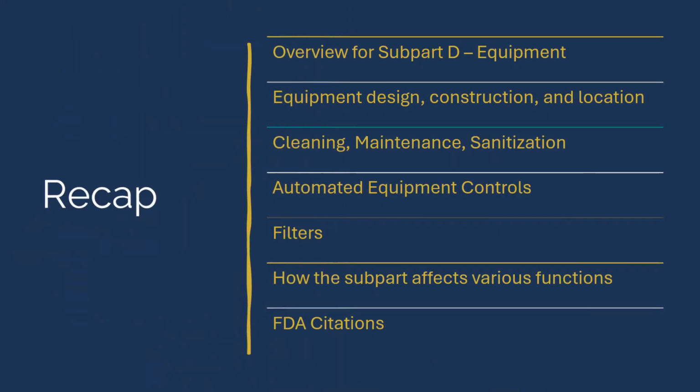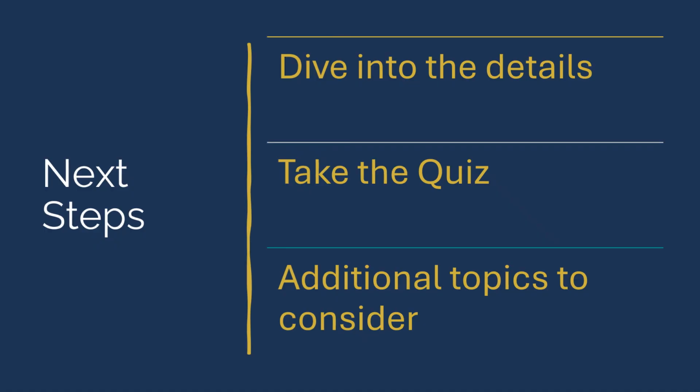To recap, we covered the overview of Subpart D equipment, focusing on design, construction, location, cleaning, maintenance, sanitization, automated controls, filters, and how the subpart affects various functions, including common FDA citations. For your next steps, we encourage you to dive into the details, take the quiz, and consider additional related topics.